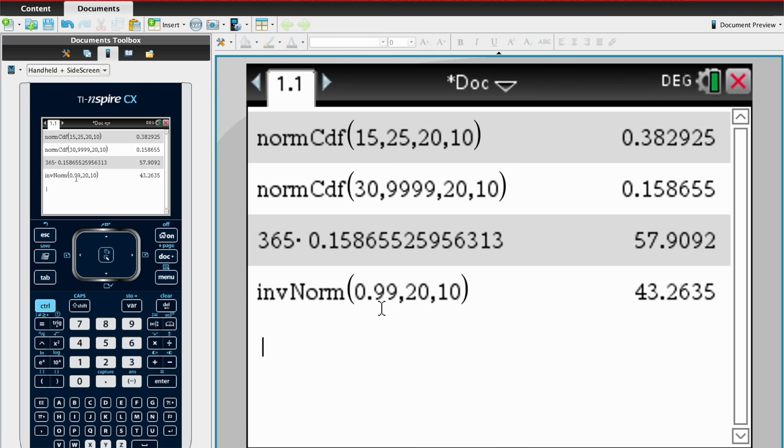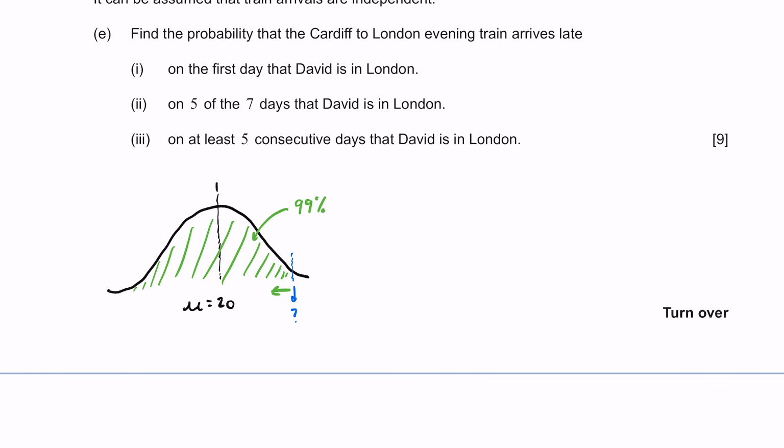So 99% of the time, the train will arrive within 43.26 minutes of its scheduled arrival. The train is expected to arrive at 6 o'clock. 99% of the time, the train will arrive within 43.26 minutes of this arrival time. So if she wants to be 99% sure, she's going to need to plan for this train to arrive up to 43.26 minutes late. So let's go back to the document and fill in some of this.